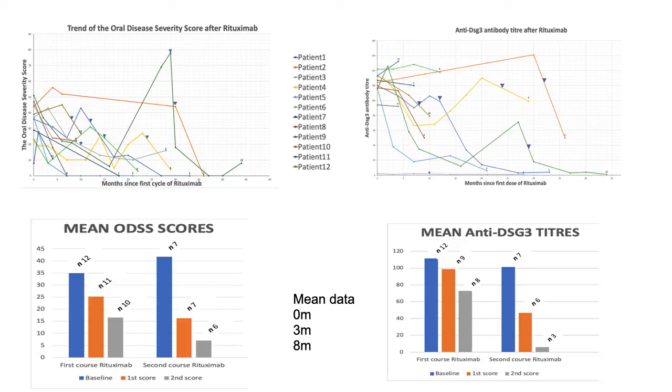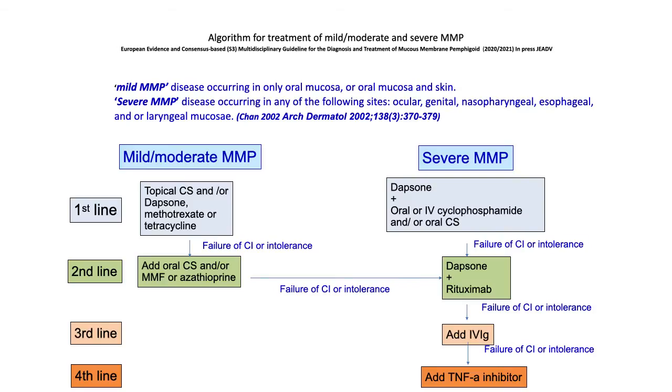So the message is jump in there with rituximab as soon as you can and keep giving it. I'm not going into the details, but perhaps 6 monthly, dictated by their titers and their clinical response, B-cell response, etc. But keep giving it, and you will definitely help your patients very considerably.